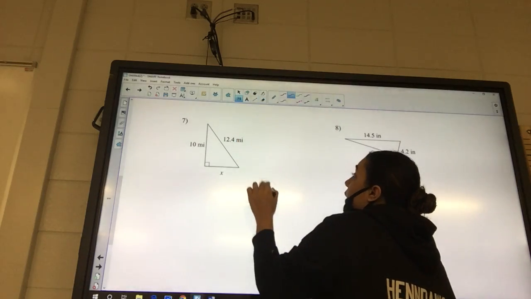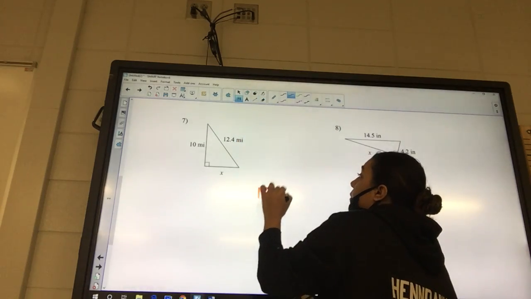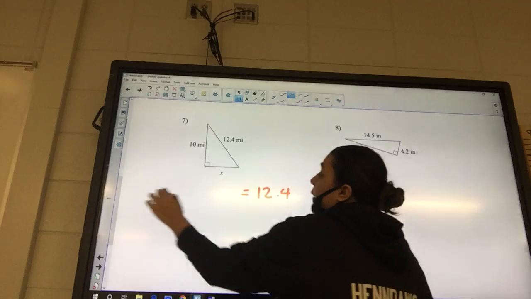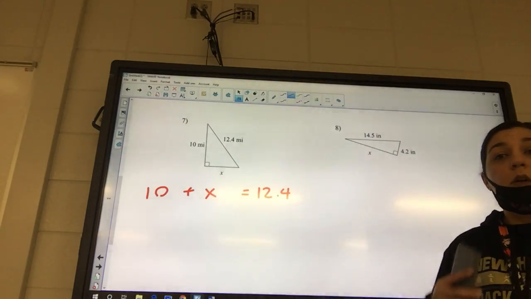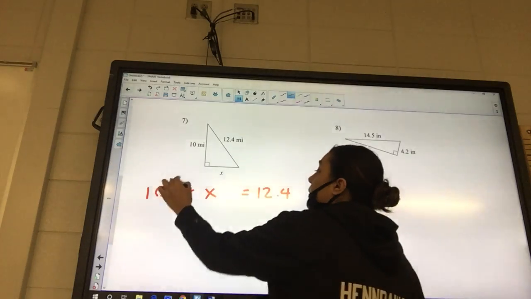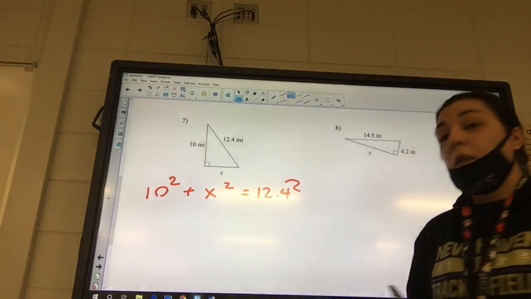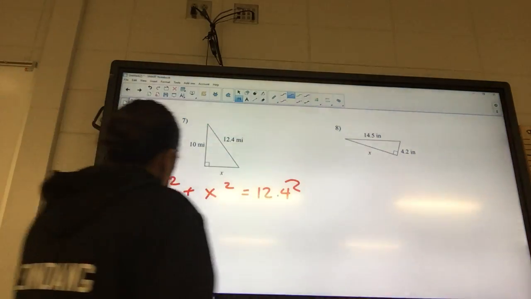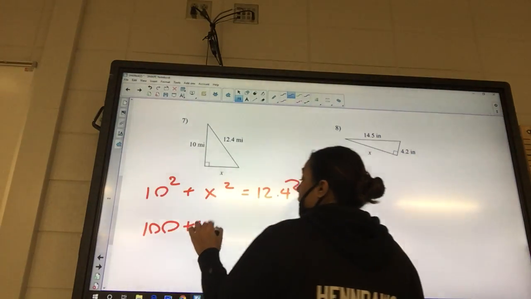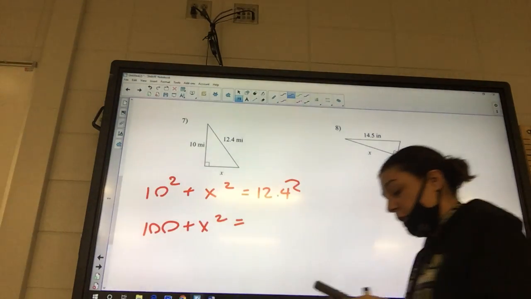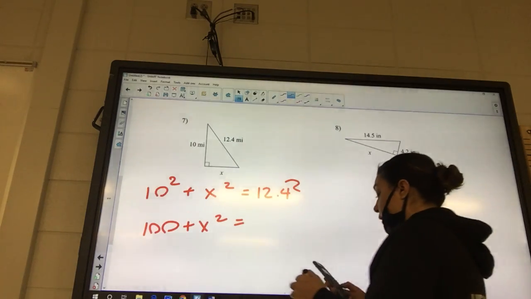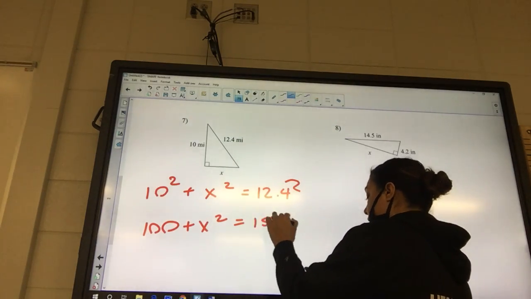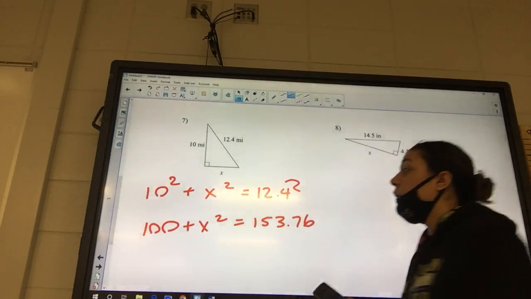It should be that 12.4. Okay, and we have a 10 and we have an X. Okay, and then you can go in and put all the squares on them. Okay, so 10 squared is going to give me 100 plus X squared. I got 12.4 squared is going to be 153.76.